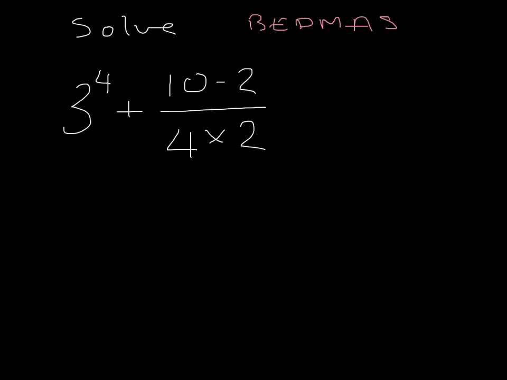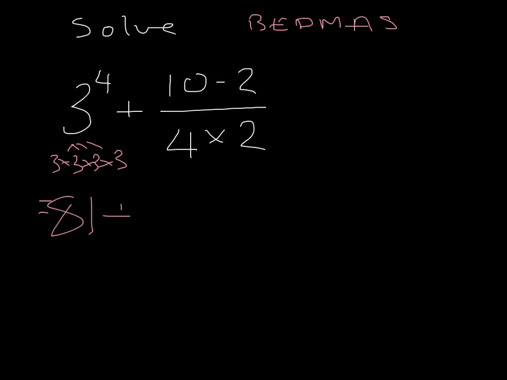So I'm going to break it down for myself just so that I can see. You don't have to write this in. It means 3 times 3 times 3 times 3, so 3 multiplied by itself 4 times. So I'm going to start my work now. 3 multiplied by itself 4 times is 81.